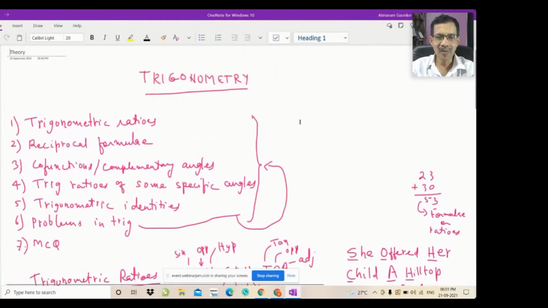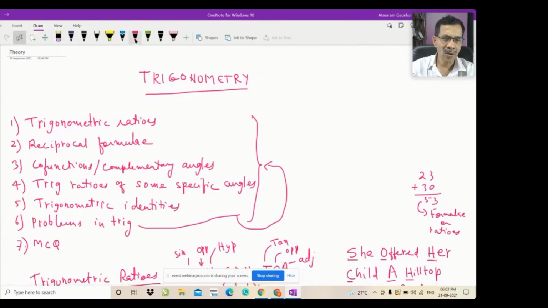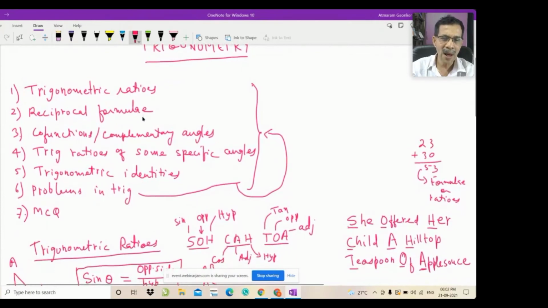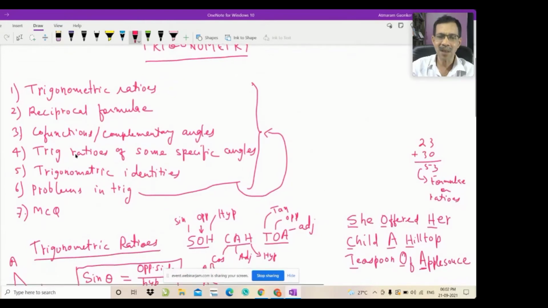Yesterday I had started with the topic on trigonometry, and I had told you that I will discuss all these things, those topics which are listed over here. The first is trigonometric ratios, which I have already discussed. Then reciprocal formulae, that also discussed. The co-function and complementary angles, again that is discussed. And in this session we will discuss trigonometric ratios of some specific angles and trigonometric identities.